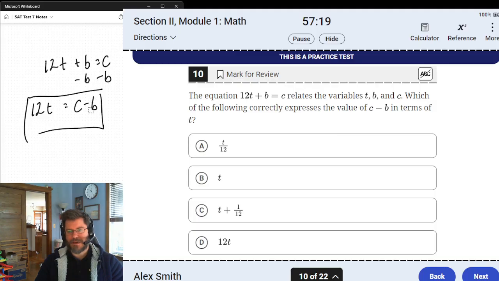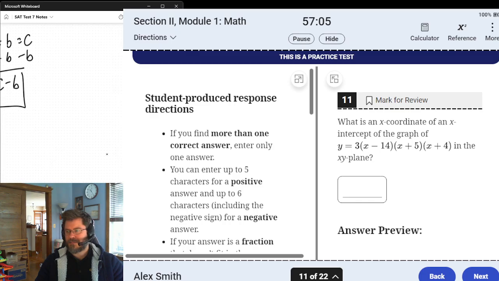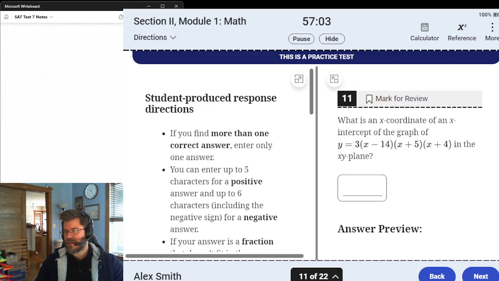Don't be intimidated by seeing stuff that is not usual. Normally your math textbooks and math teachers, they're going to want like b equals or x equals. Here they ask for c minus b equals, and that's totally fine. 12t.